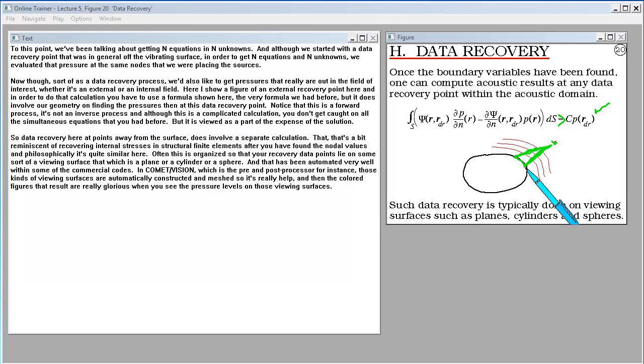But it is viewed as a part of the expense of the solution, so data recovery here at points away from the surface does involve a separate calculation. That's a bit reminiscent of recovering internal stresses in structural finite elements after you have found the nodal values, and philosophically it's quite similar here.